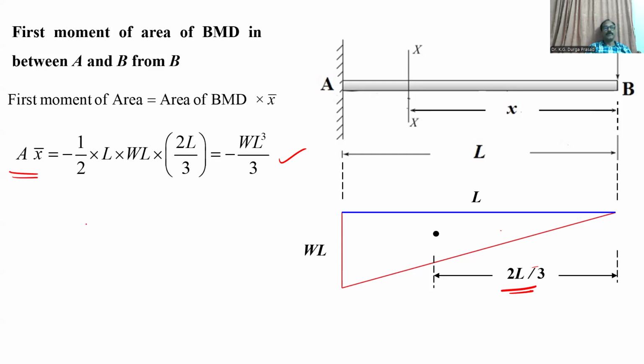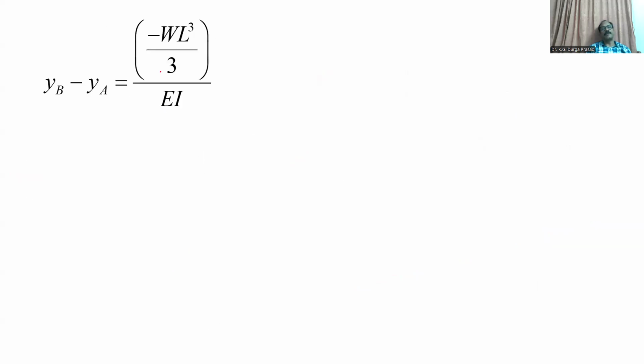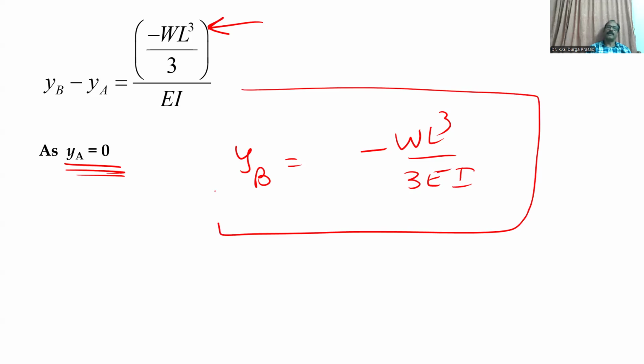Right? Now, using the theorem, you can write the total deflection between any 2 points. What are the 2 points here? A and B. Right? A x bar by EI. So YB minus YA equals minus W L cube by 3. What is this minus W L cube by 3? First moment of area divided by EI. YA equal to 0. A point is at a fixed support, right? At the fixed support, slope equals 0, deflection equals 0. Therefore, YA equals 0. Now substitute YA is 0 there. You are getting YB equal to minus W L cube by 3 EI. Simple two steps, you can find the deflection of the cantilever beam, right? I hope you understand. See.